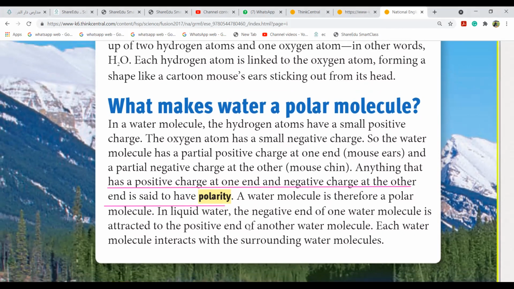In liquid water, the negative end of the water molecule is attracted to the positive end of another. Water is not made of one H2O, but there are many H2O joined together. Many water molecules together give you water. So how are these water molecules attracted to each other? The positive end of one water molecule is attracted to the negative end of another, or the negative is attracted to the positive end of another. That's why we call water polar. Each molecule interacts with surrounding water molecules.